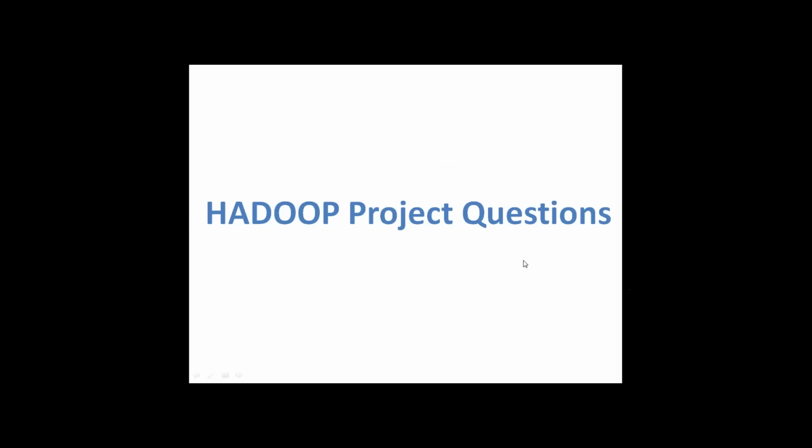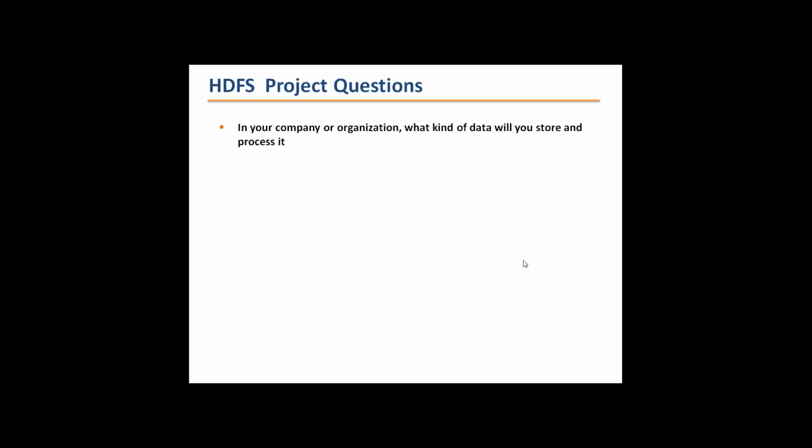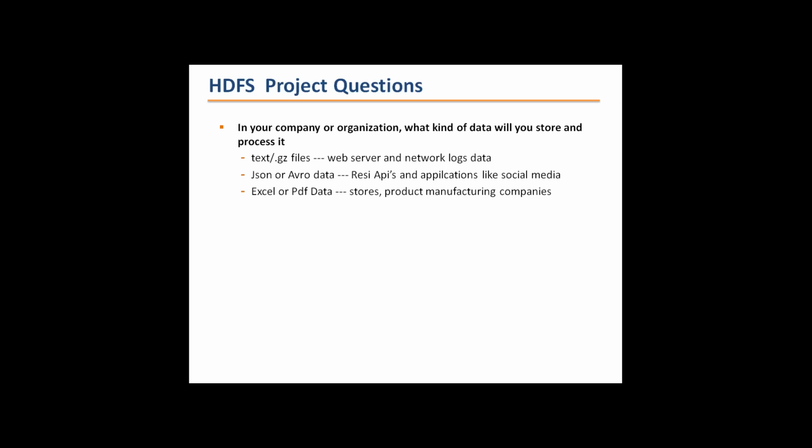Okay, coming to the questions. The first question is, in our company or organization, what kind of data will we store? We already discussed this in the previous slides: text or GZ, JSON or Avro, REST APIs, and applications like social media. These are the different data we will use. Based on the different kinds of input data and clients, we'll use any one of them. Whatever I'm explaining is not pointing to a single use case or single project. It relates to overall, different kinds of use cases.